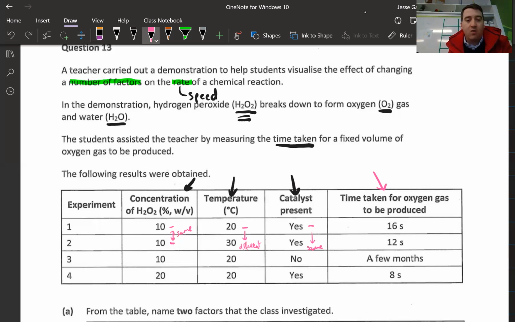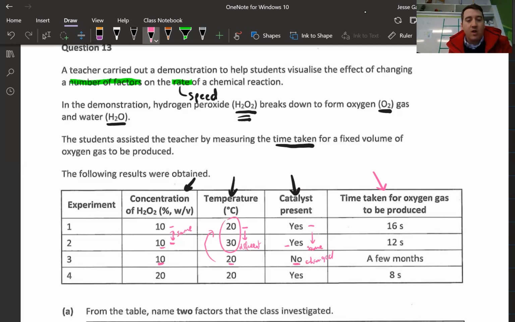So hopefully you can see that the only thing that changed between experiment 1 and 2 is that the temperature was put up. The concentration and the catalyst were kept the same. In the third experiment, we used 10 again of the concentration, so that was the same. The temperature was back to the original one, same as the first experiment, but this time a catalyst was not used. This time we had no catalyst. So this is changed this time.